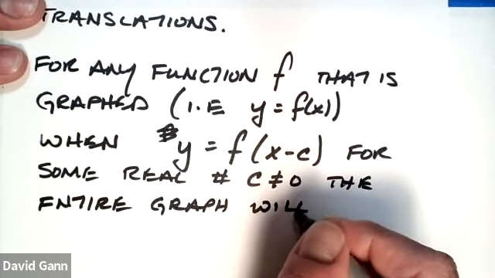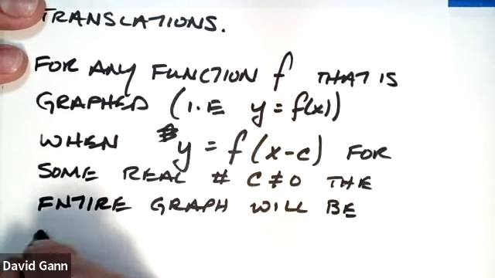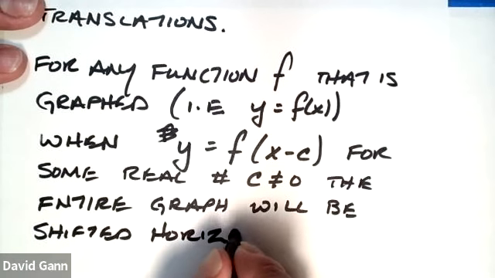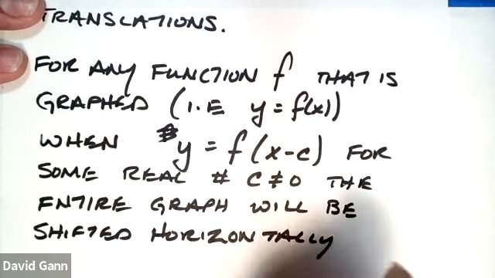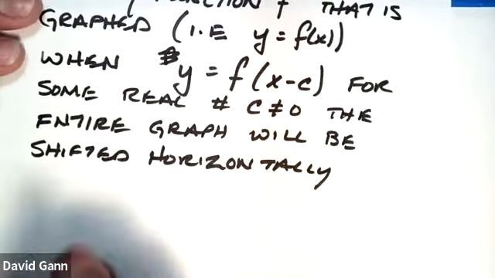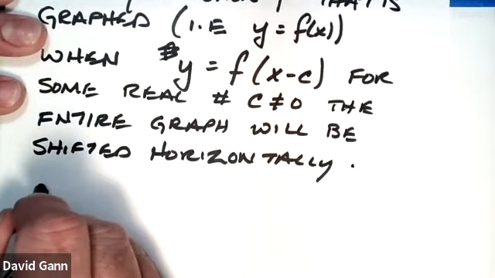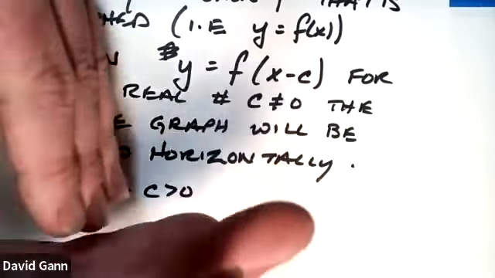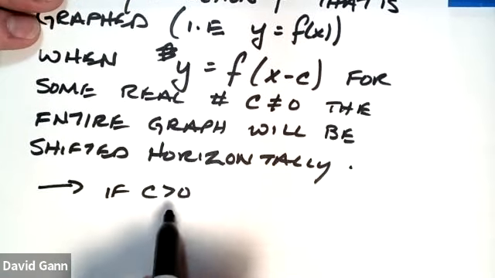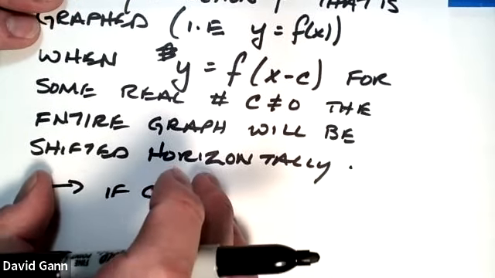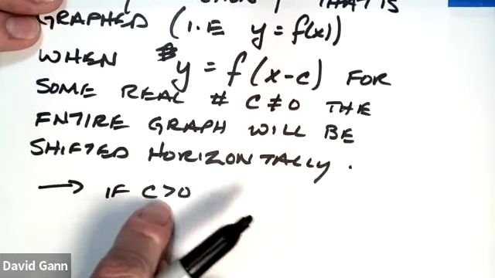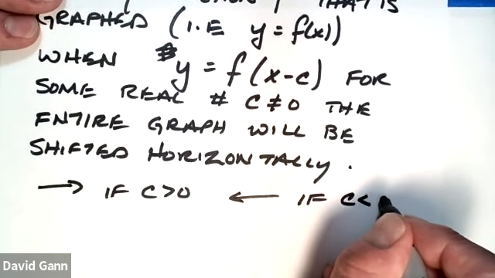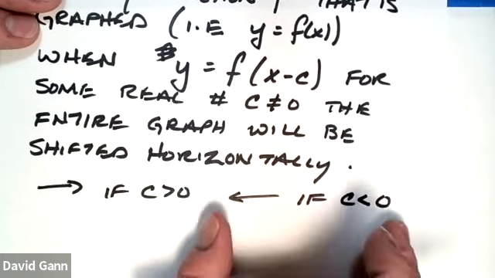will be shifted horizontally, and it will be shifted to the right if c is greater than 0. So if you think of the coordinate axis as being fixed, and if c is a positive number, then you would take the graph of the function and simply shift it to the right by c units. It will be shifted to the left if c is less than 0.